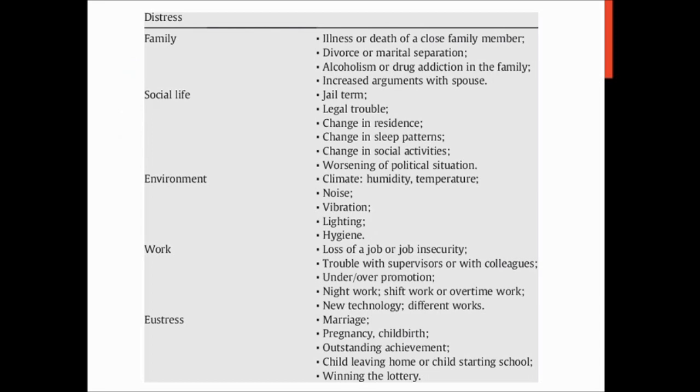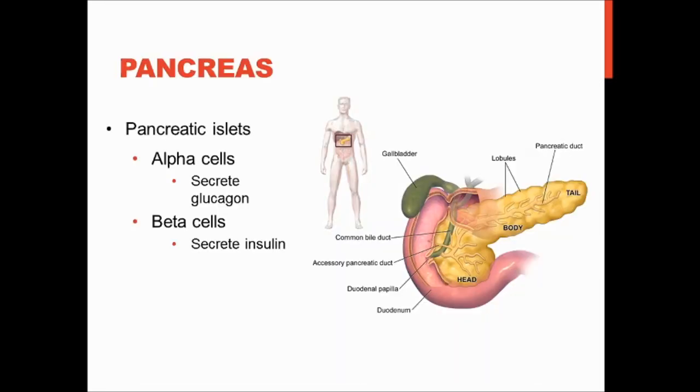This is a list of things that are considered to be stressors. These could cause an increase in cortisol in your body over time. Things could be either physical stressors or psychological stressors. Physical stressors can also be considered physiological stressors, so just keep that in mind. The pancreas is located in your abdomen, posterior to your stomach, a little bit inferior to the liver, as you can see in this diagram.